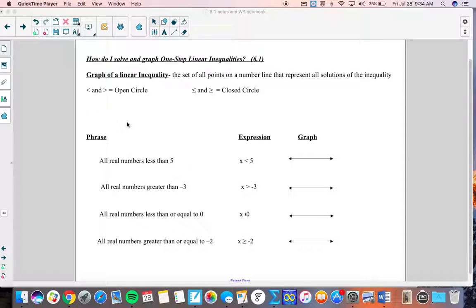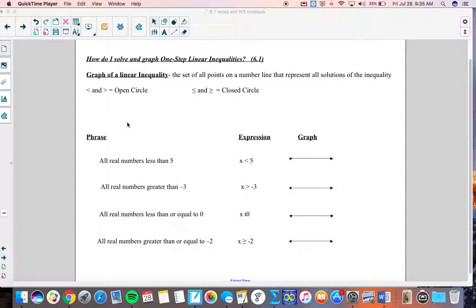Oh, welcome. I'm wondering, how do I solve and graph a one-step linear inequality? This is section 6.1. So first of all, to graph a linear inequality, we're going to highlight or shade the set of all points on a number line that represent all solutions of the inequality.